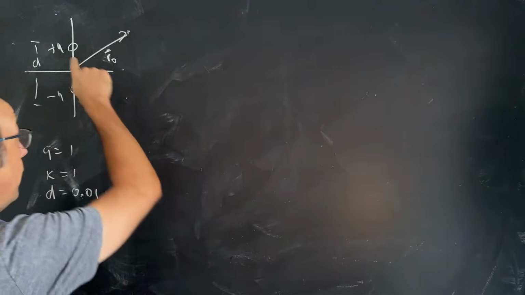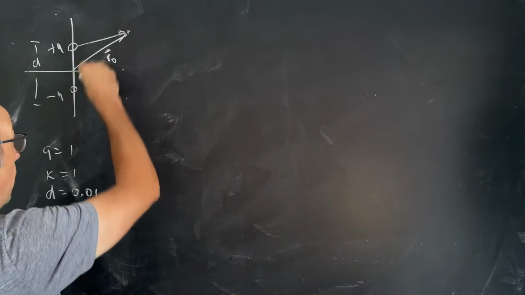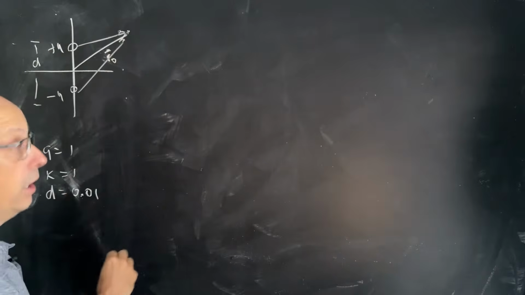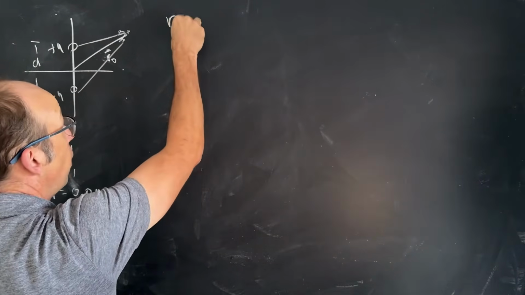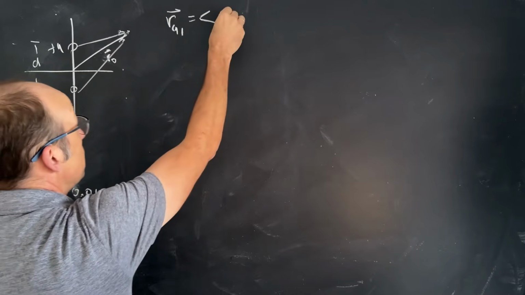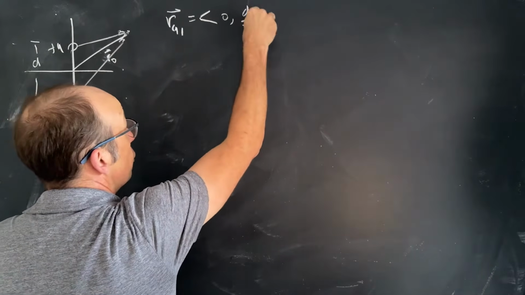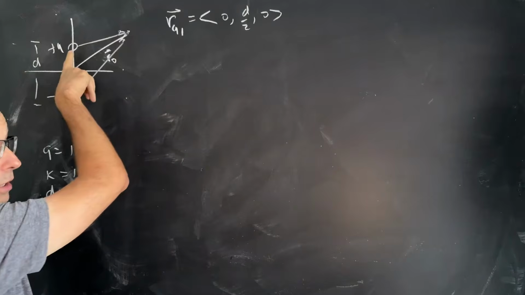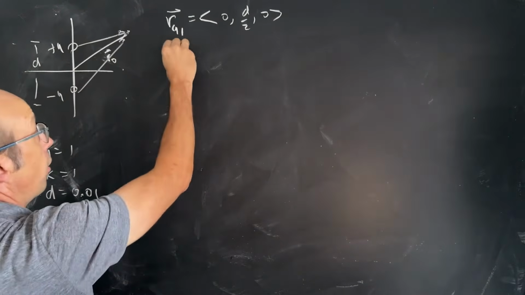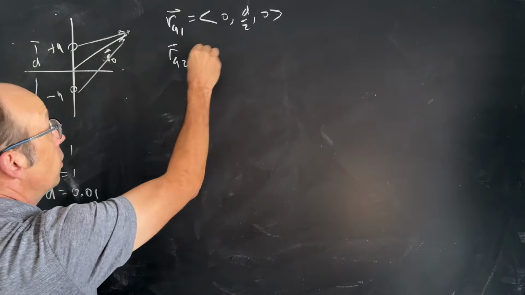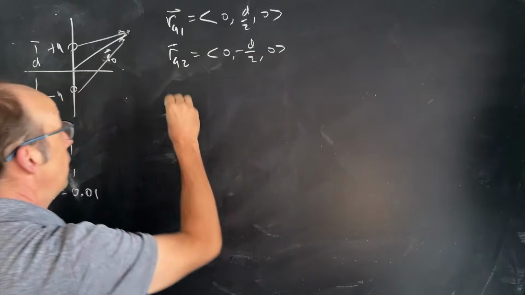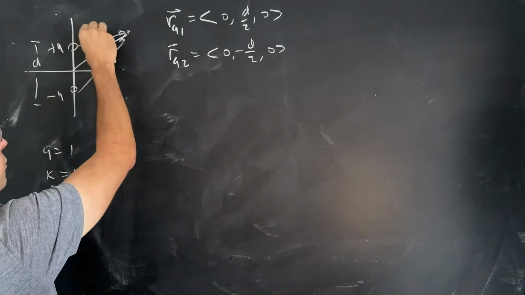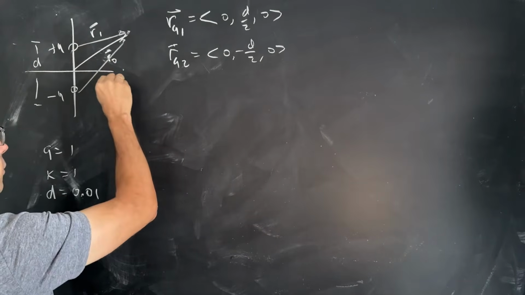Well, I need to find the vector from here to there. So let's go ahead and call this a vector. I'm going to call RQ1 the vector (0, d/2, 0). So this is a separation distance of d. And then RQ2 would be (0, -d/2, 0). Now let's call this R1, and let's call this R2.